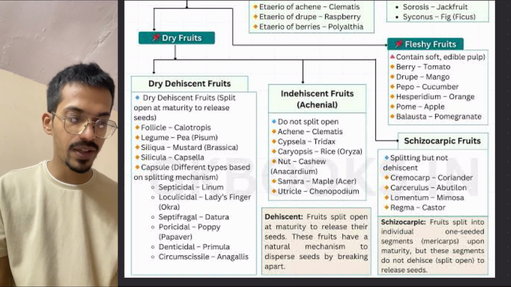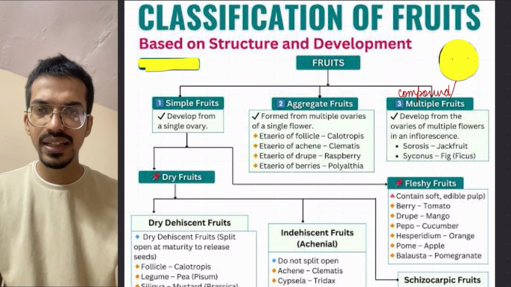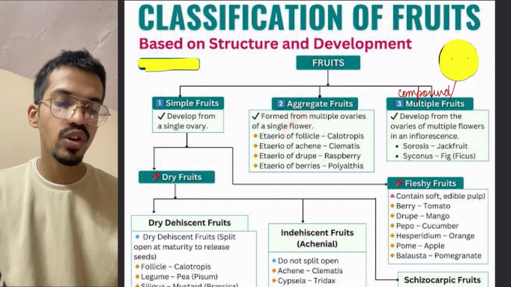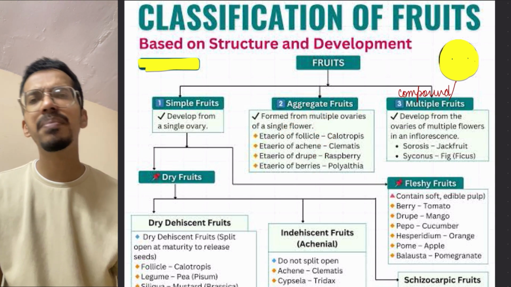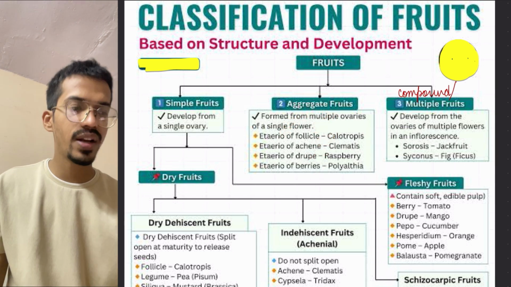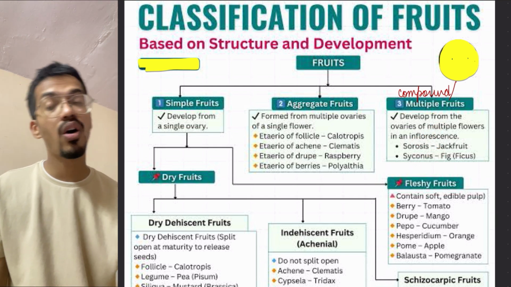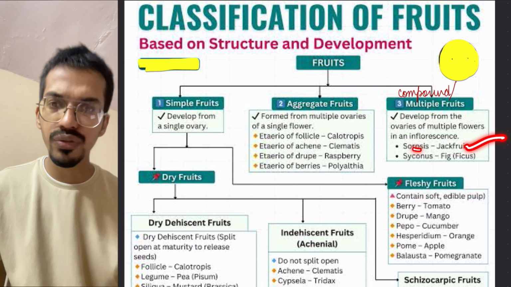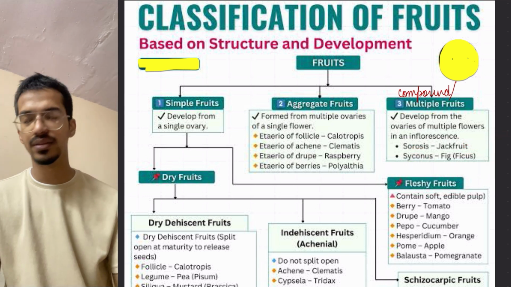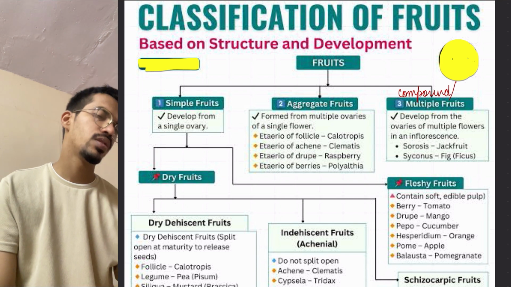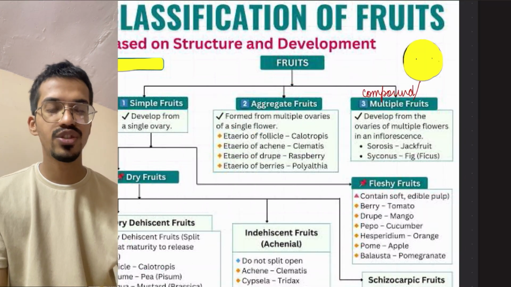These are fleshy fruits. Then we have aggregates, meaning multiple ovaries. For aggregates we use the word etaerio. So etaerio of follicles, achene, drupe, berry, these are examples of it. Then multiple fruits have two further types. One is sorosis, another is syconus. Sorosis is jackfruit. Syconus is fig. Pineapple also comes into it. These are the classification of the fruits.